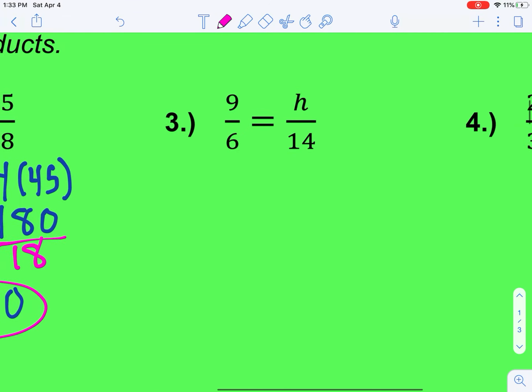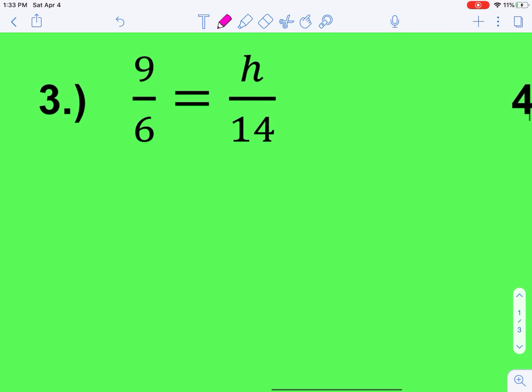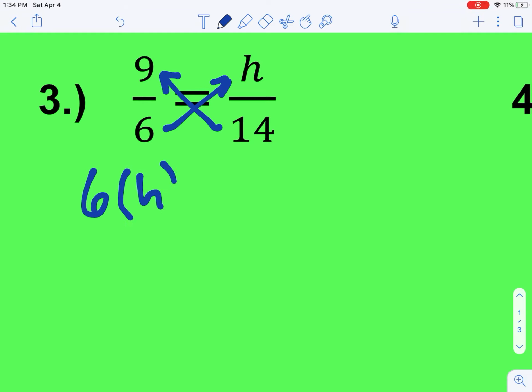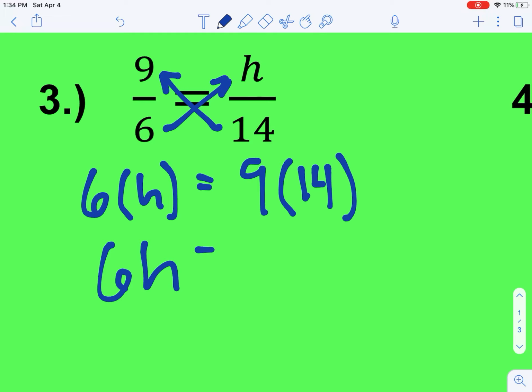All right, next example. Number 3. I have 9 over 6 equals h over 14. So I'm going to draw my arrows for my cross products. And now my variable's on the other side, but I'm going to still start with my variable because I like to make sure it's on my left side when I'm solving my equation. So I have 6 times h and 9 times 14. So when I clean this up, I'm going to do 6h equals 126.